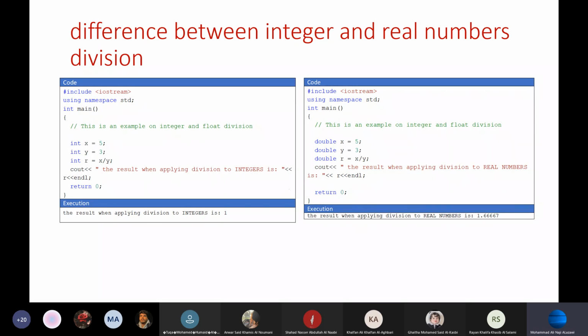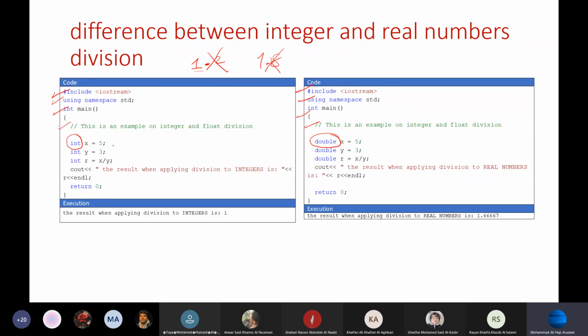real number division. If you can see, these programs are almost identical. This is the same as here: using namespace, integer, integer. The comments are also the same. But here I used integer and here I used double. Integer will take only the integer part. There's no fraction. That means if it's 1.2, it will take 1. If it's 1.8, it will also take 1.